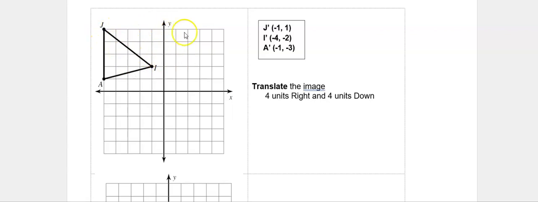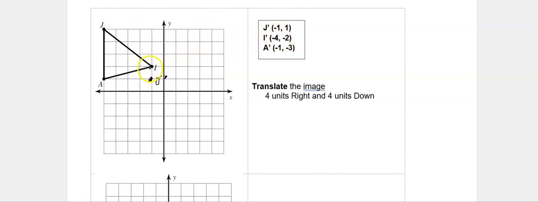So this is the positive direction of y. This is the negative direction of y. This is the positive x, and this is the negative x. So what we do, if it's asking us 4 units right and 4 units down, we just count. So we have 1, 2, 3, 4, and then 1, 2, 3, 4. Here's our first spot, which is -1. Make sure you write the letter J and the prime right by your point so I know which one you're identifying, or write it over out here on the side with your points.